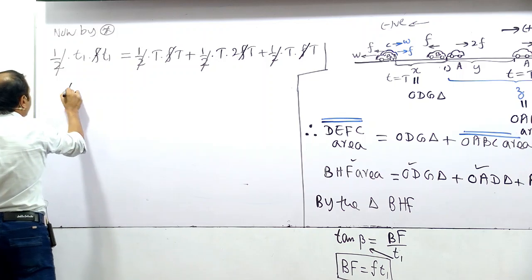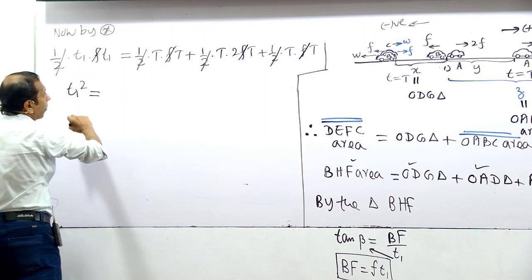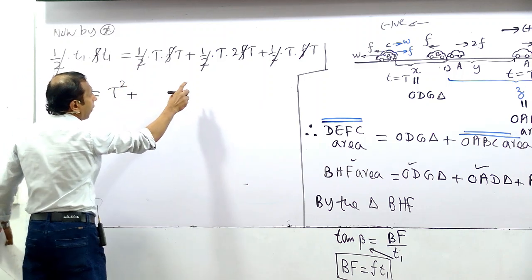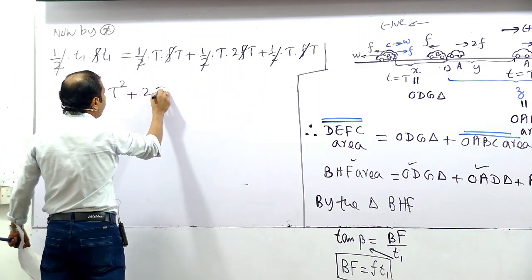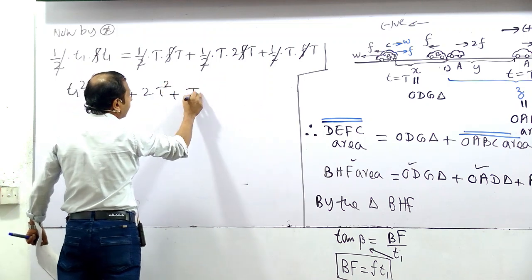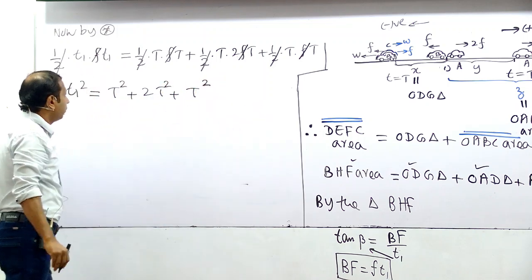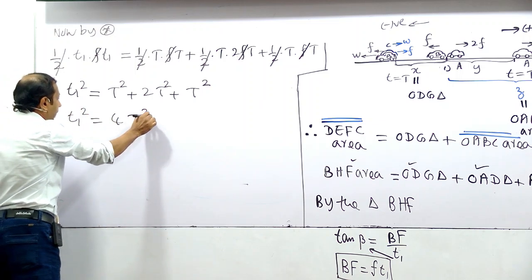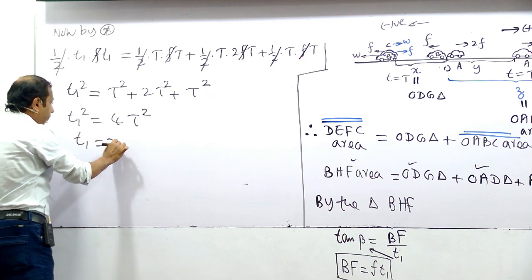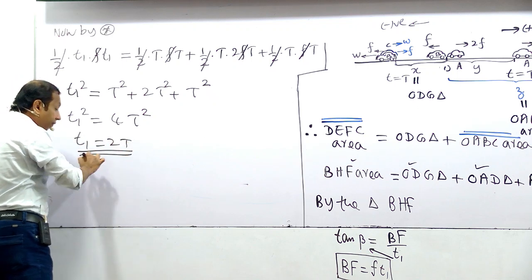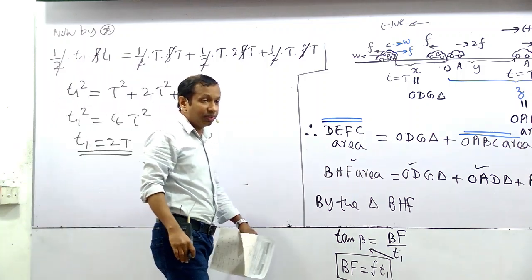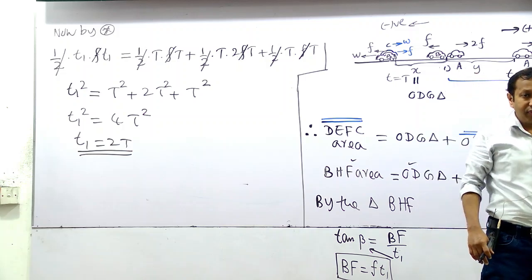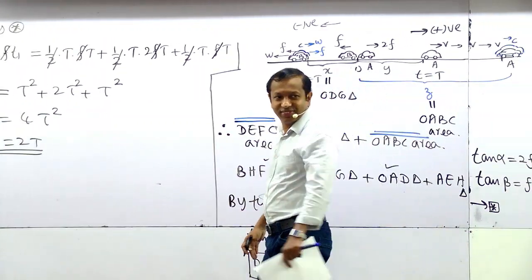And here we get T1 squared. Here T and T squared. And here 2T squared, and there T squared. 2T squared, here we get 4T squared. Then T1 is going to be 2T. Right? T1 is 2T. Who got this answer? Yes, good.